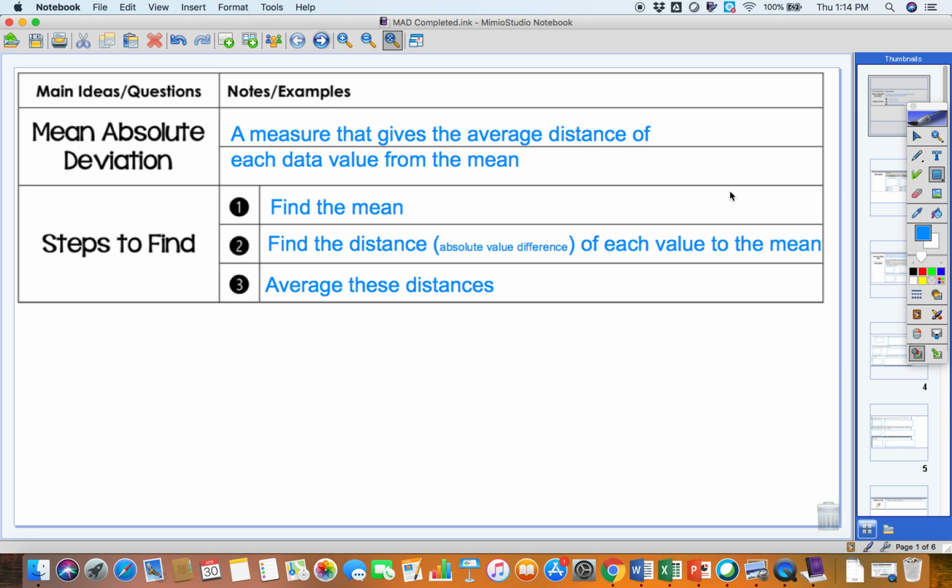Hi guys, this is a video on mean absolute deviation, which may be something that you haven't seen before. So feel free to watch the video as many times as you need to and slow it down or speed it up depending on where you are in your understanding.